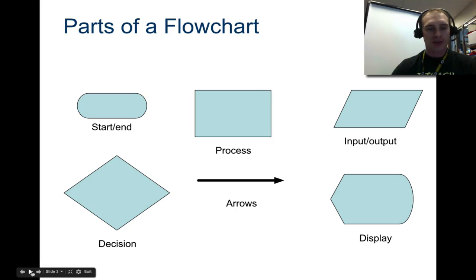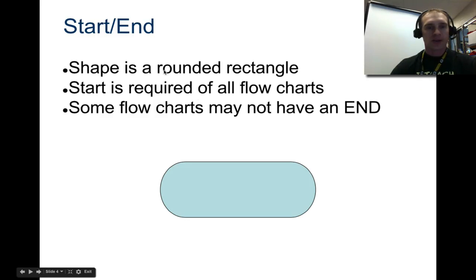Arrows connect each box. So again, the shape is a rounded rectangle. It starts everything. Some flowcharts might not have an end. If it just continues, it loops forever.